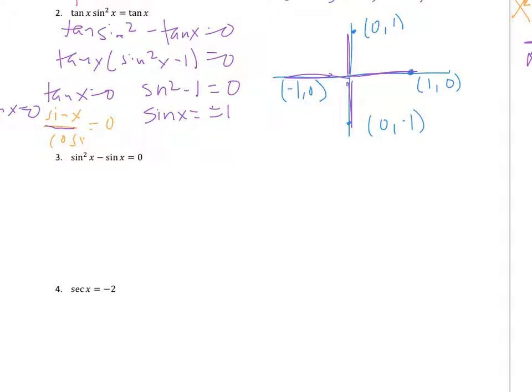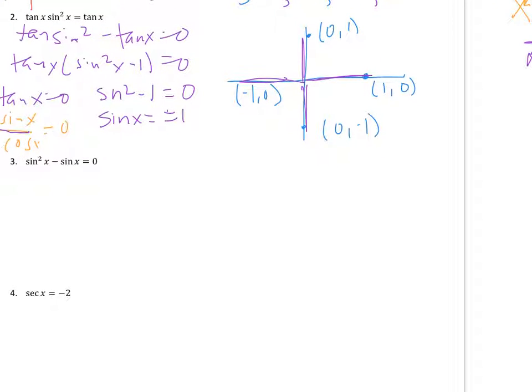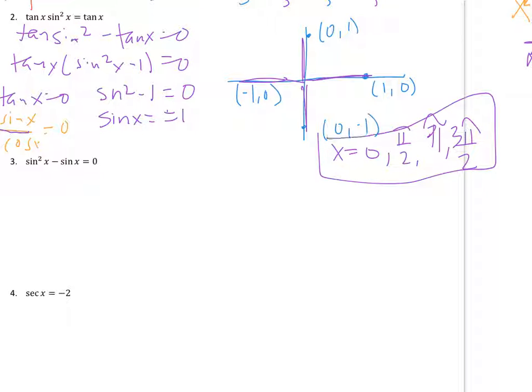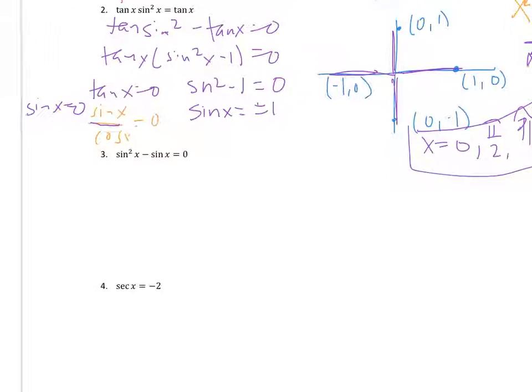So you have to know those angles. That's something you just gotta know. So of my 4 answers here, x is equal to 0, that's that first angle, pi over 2, that's my second angle, or just pi, third angle, and 3 pi over 2. Those are my 4 answers for that second problem. Third problem.